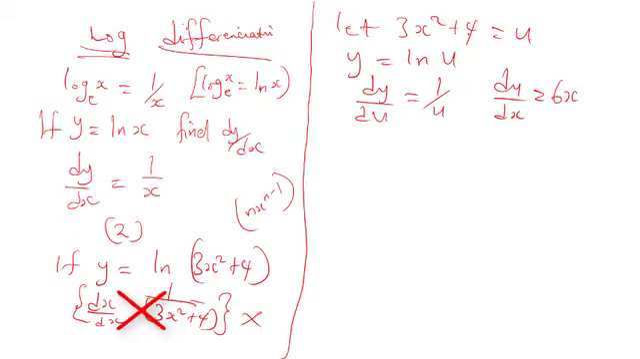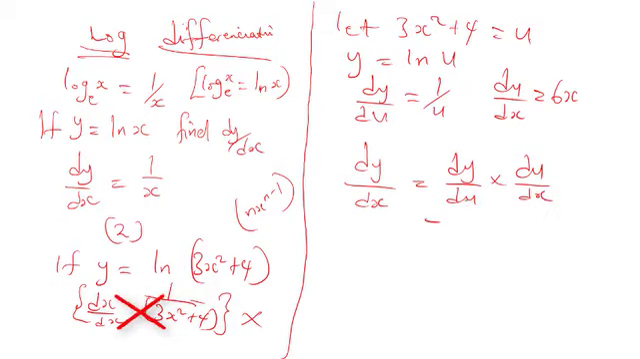6x. du/dx becomes 6x because this is our n. 2 times 3 is 6x plus constant is 0, 6x. So the value of our dy/dx will now be dy/du times du/dx. dy/du is 1 over u times du/dx, which is 6x. So which is equal to 6x over u. This is our answer.